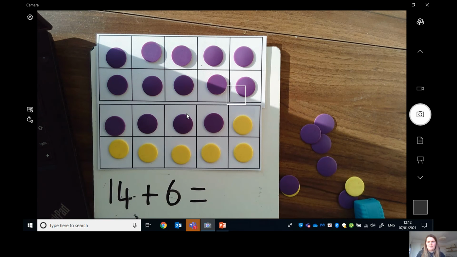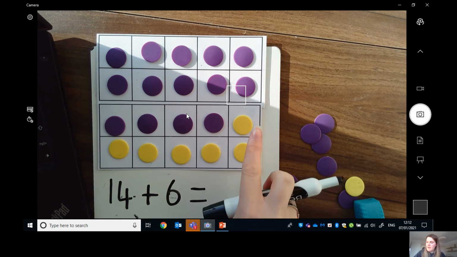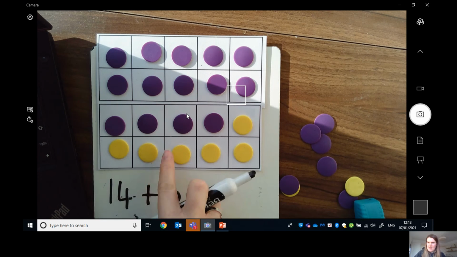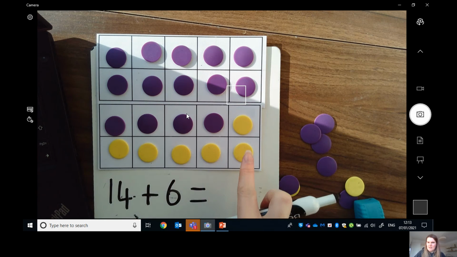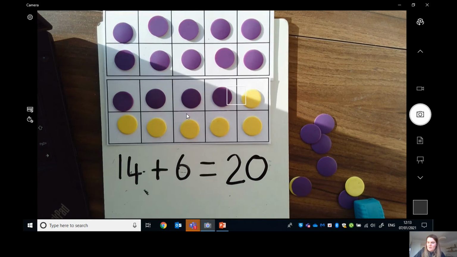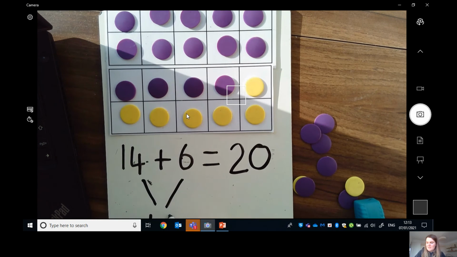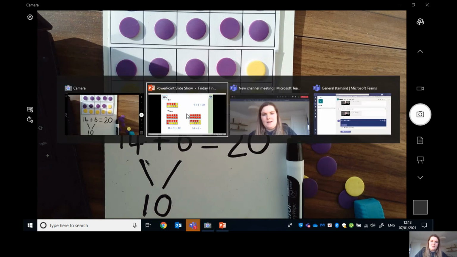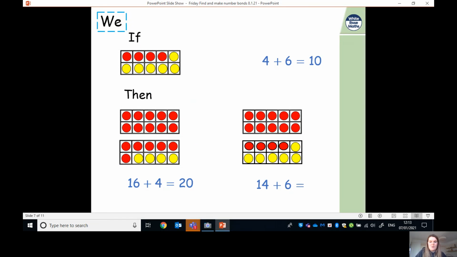14 plus 6. I'm going to give you a few minutes to figure it out. 14 plus 6, I count on from 14, 15, 16, 17, 18, 19, 20. Amazing job, guys. 14 plus 6 is in fact 20 because we know 4 plus 6 is 10. Well done. Super impressed, guys.